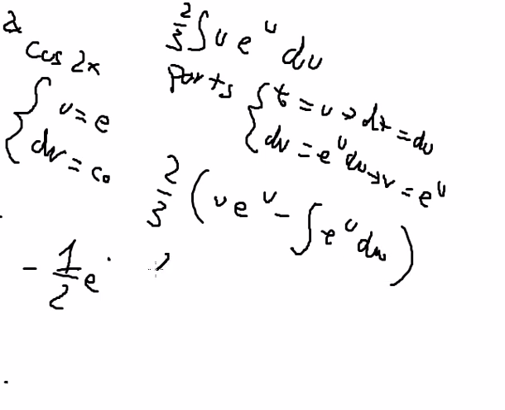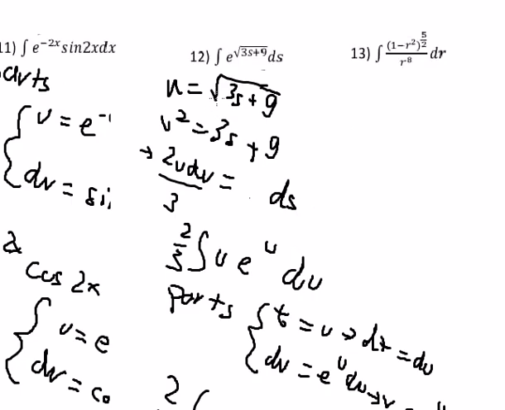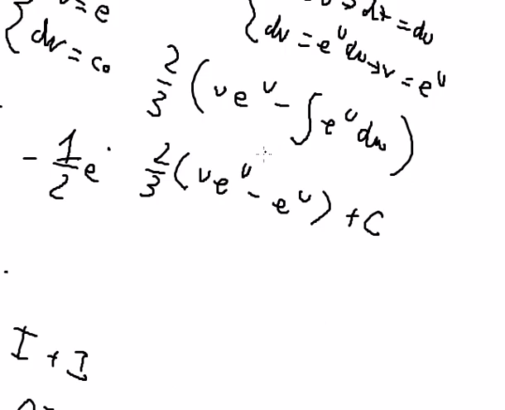This one you got u e to the power of u minus e to the power of u plus c. About u, that's the square root in here.